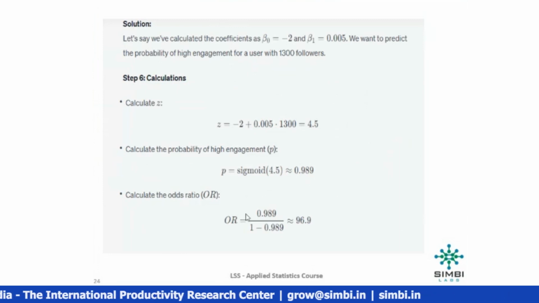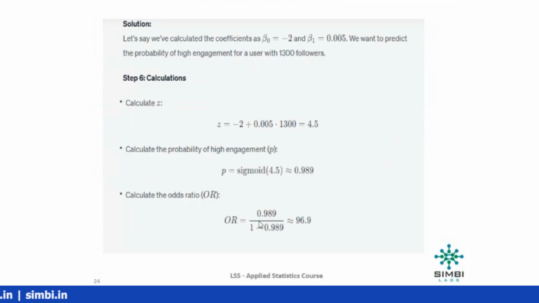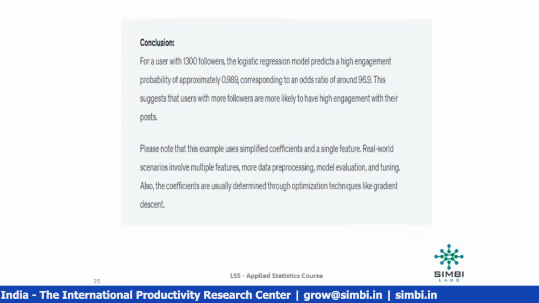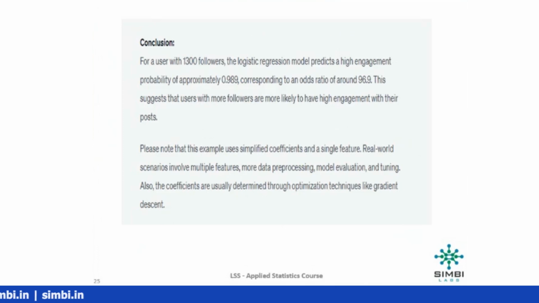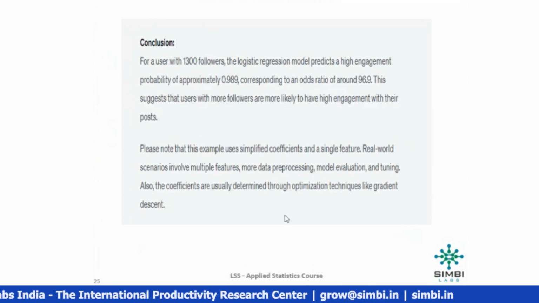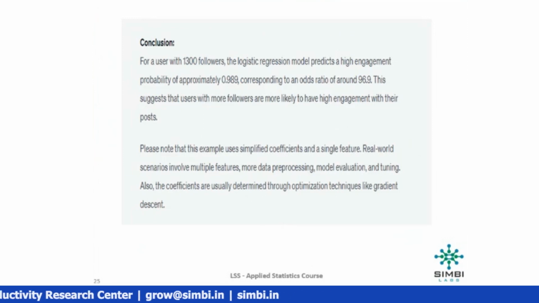And calculate the odds ratio by following the formula P by 1 minus P. The P value is 0.989 by 1 minus 0.989. So the answer will be 96.9. So we can get the conclusion: for 1300 followers, the logistic regression model predicts a high engagement probability of approximately 0.989, corresponding to an odds ratio of around 96.9. So this suggests that users with more followers are more likely to have high engagement with their posts. This is the conclusion we can get through this logistic regression.